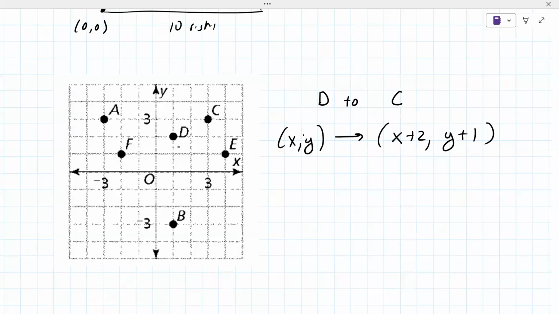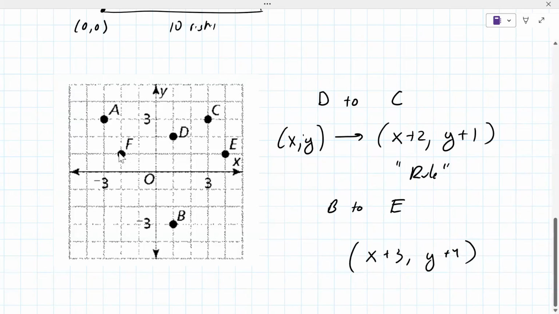Okay, so this was the rule over here, and you're expected to be able to write the rule. So let's say you were going to go from B to E. Could you write the rule for that for me, please? What is that? Up four, right three. So it'd be X plus three, Y plus four. Good, very good. Okay, now if you're going left, that's going to be a different direction. It's going to be negative.